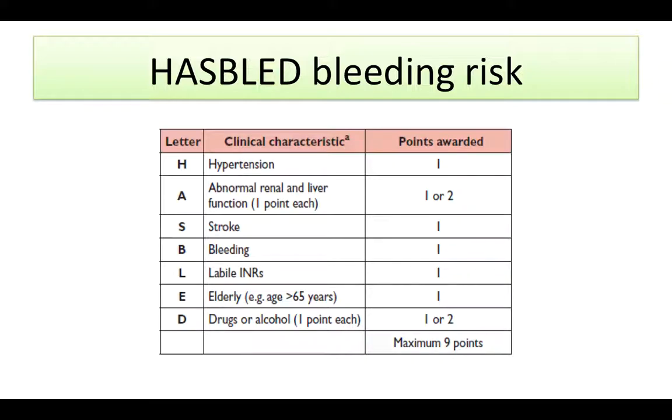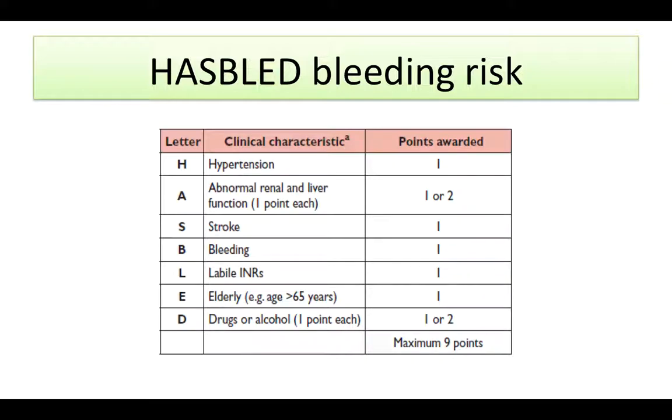All of these, you can assess for these things, and you can get a score, and it can identify those patients who are at a higher bleeding risk that may benefit from the lower doses of the NOACs, for example.